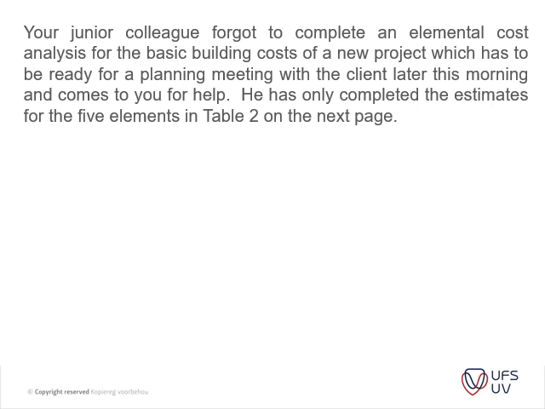The first example that we've got here is your junior colleague forgot to complete an elemental analysis for the basic building cost of a new project, which has to be ready for a planning meeting later that morning, and comes to you for help. He has only completed the estimates for the 5 elements in table 2 on the next page. So please go through the lecture on the theory together with this to look at how the parametric system works.